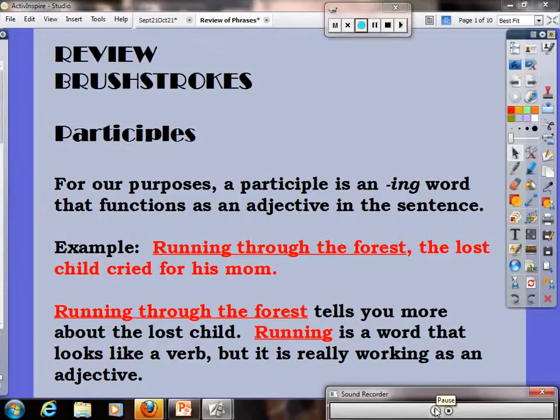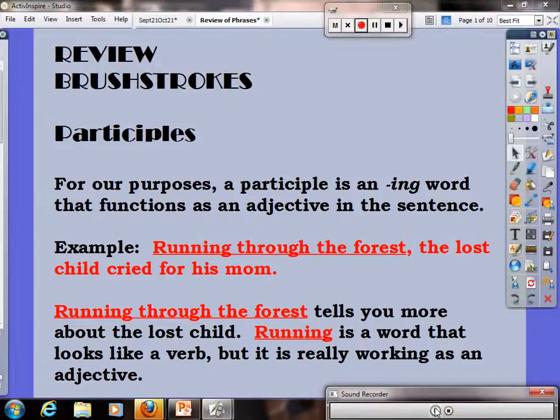This is Mrs. Minton, and we've got a review today for the brushstrokes that we've been studying this week, and the first one up is participles. And I think most of you understand the participle, but we want to just make sure, because some of the sentences that you wrote were not quite what we had in mind.